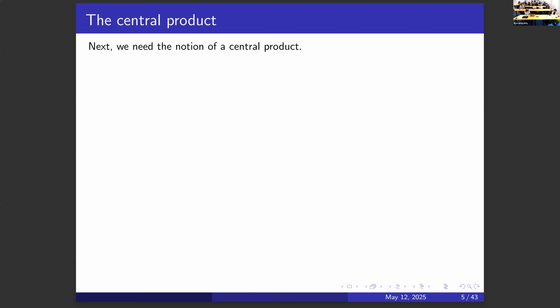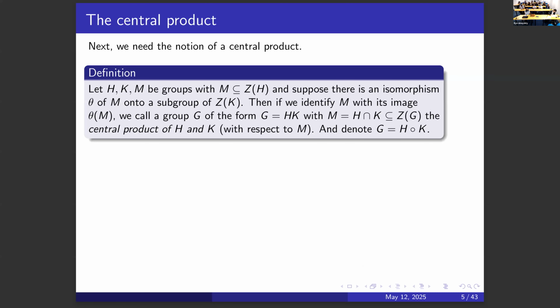So next, we need the notion of a central product. This is a technical definition, but the idea here is that when we're taking a central product, we take two groups, and then we take their direct product, and then we identify the subgroups of each of their centers. So we'll have a group, let's say a group H and a group K, take some subgroup that's isomorphic in their centers, form a direct product, and then identify their centers. And that's what we mean by a central product.